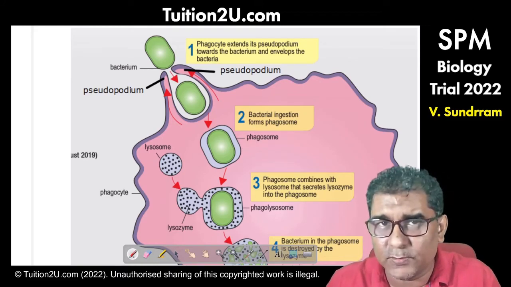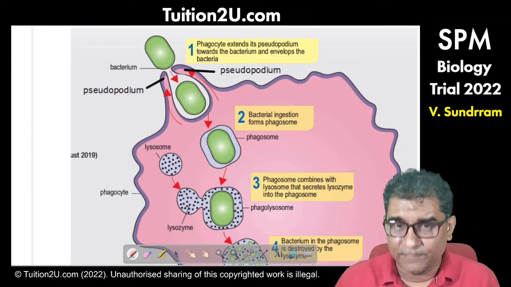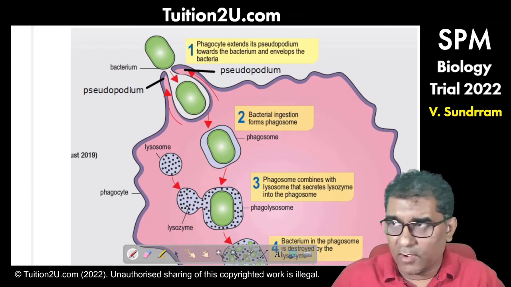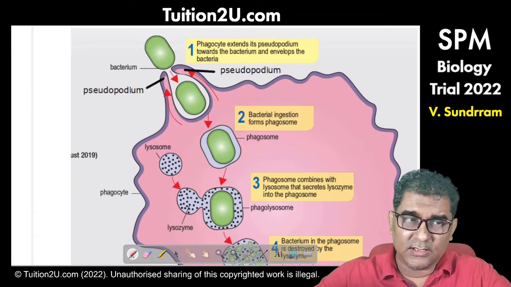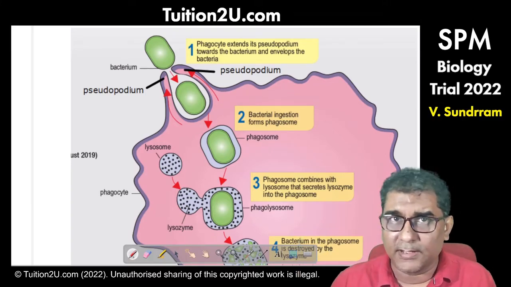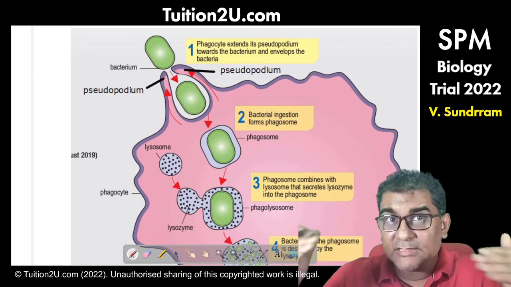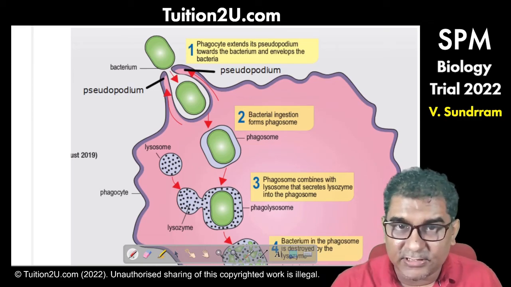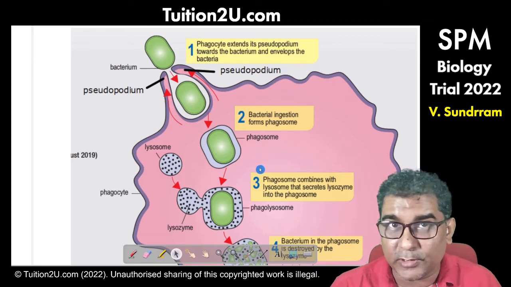Let's use some simpler words. Surround the bacteria, trap the bacteria. That's your first point. So the pseudopodium of the white blood cell surrounds the bacteria. That's 1 mark. Your second point, once they surround the bacteria, it will be trapped. They are trapped inside what we call a phagosome. That will be your second point.